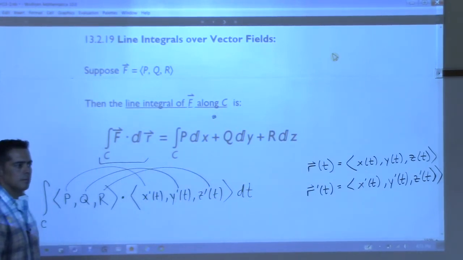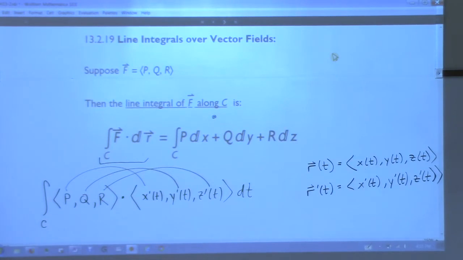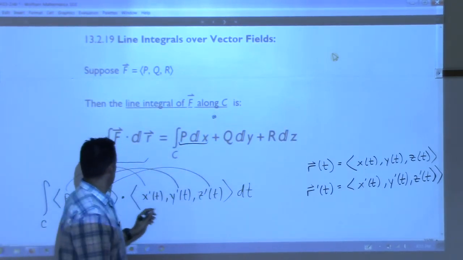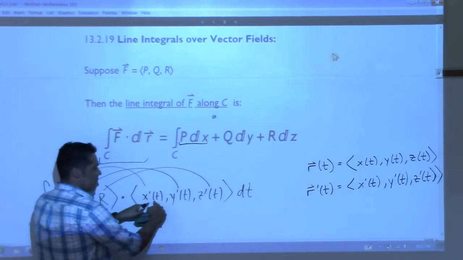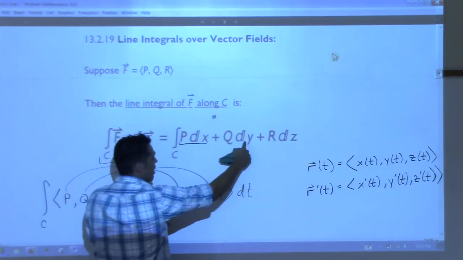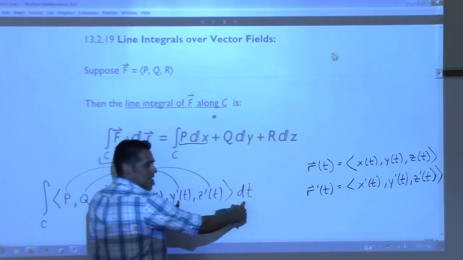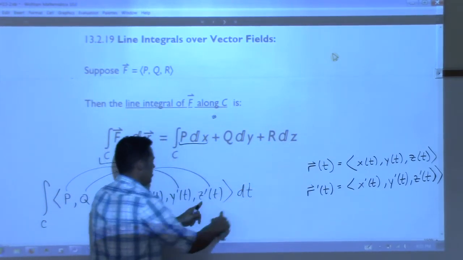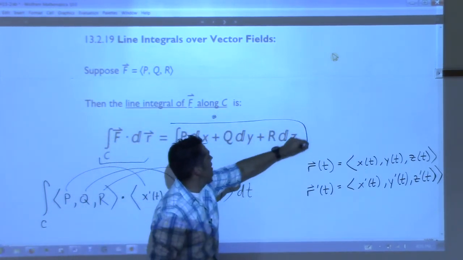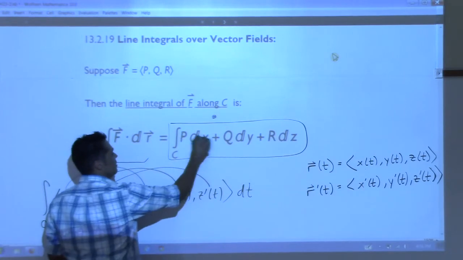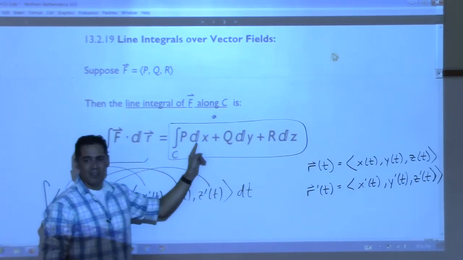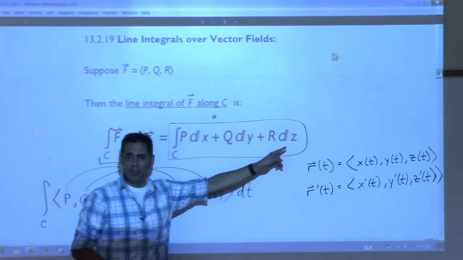But now if I dot these, what do I get? Those all added together. Multiply those and add them together, which is P dx, because when you have x prime t dt, that's dx. And dy is y prime t dt, and dz is z prime t dt. So putting these together gives you this. Does that notation look familiar? That's basically your line integrals along C with respect to x, y, and z, respectively.